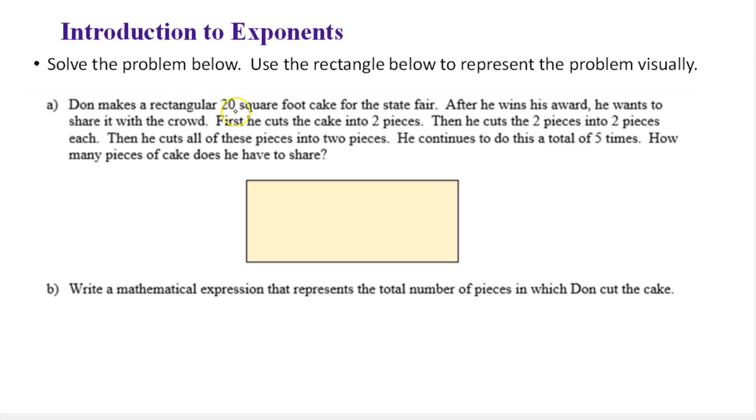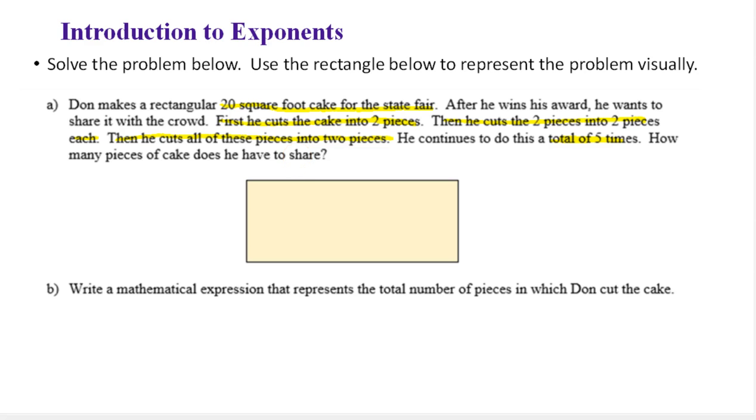Don makes a rectangular 20 square foot cake for the state fair. After he wins his award, he wants to share it with the crowd. First, he cuts the cake into two pieces. Okay. Let's read the whole thing first. Then he cuts the two pieces into two pieces each. Then he cuts all of these pieces into two pieces, and he continues to do this a total of 5 times. How many pieces of cake does he have to share?